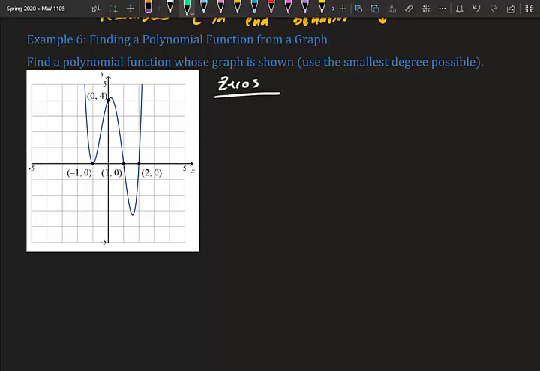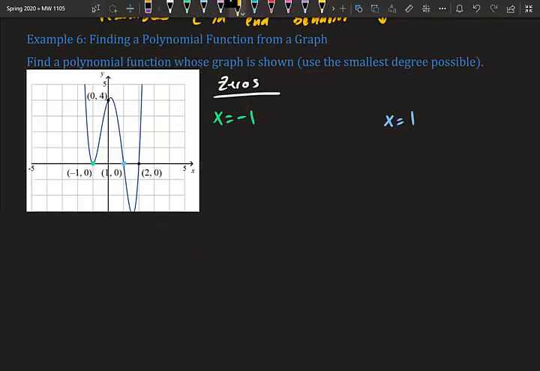So we have 3 of them. We have a 0 at -1. We have another one at +1. And then we have another one at +2.